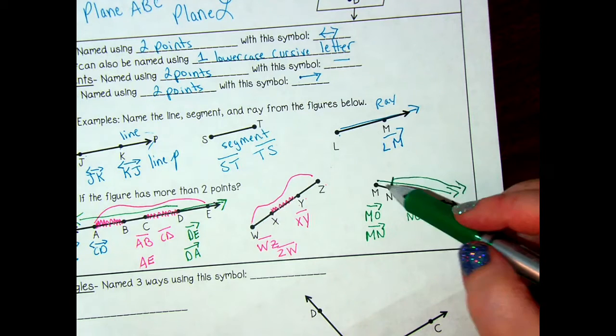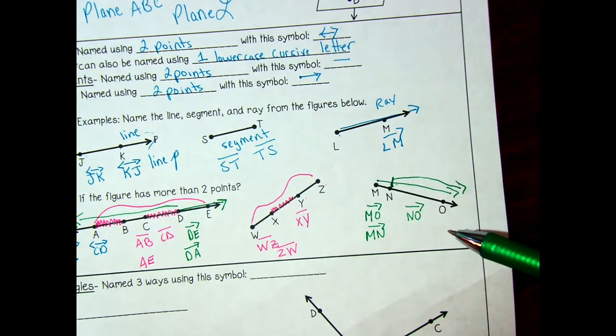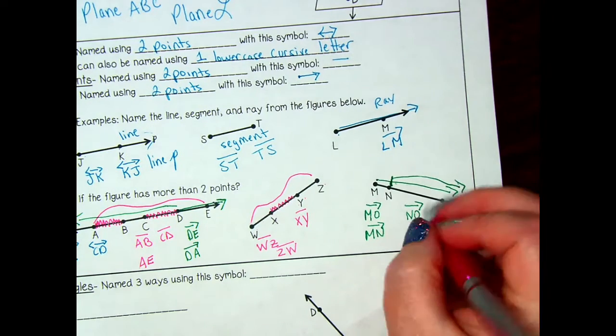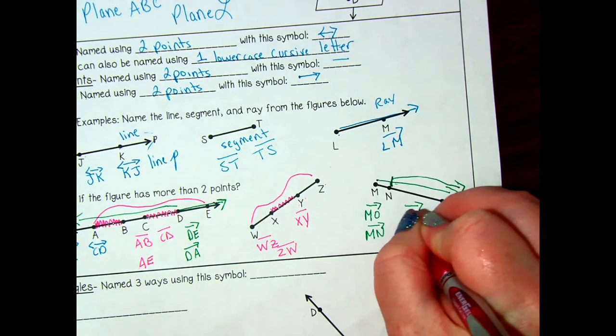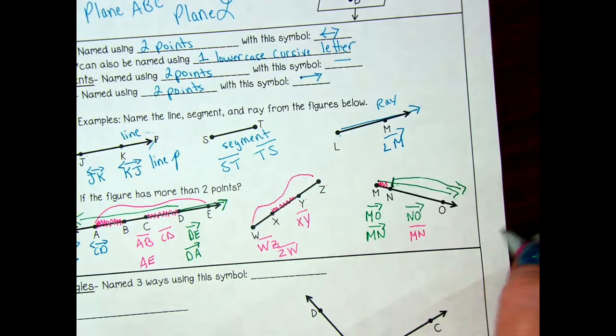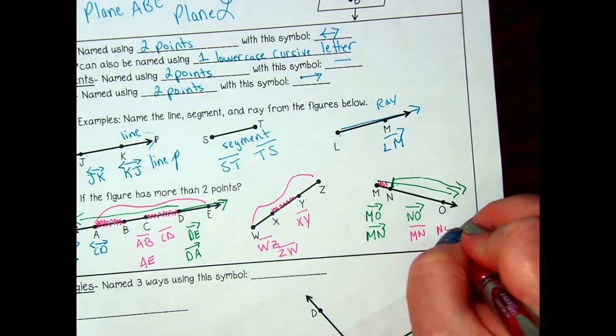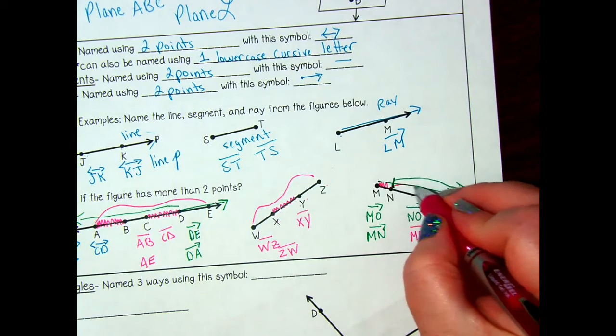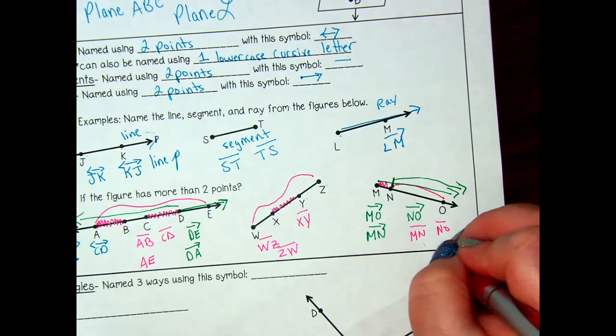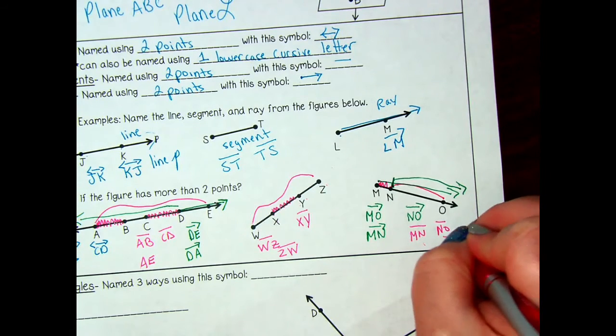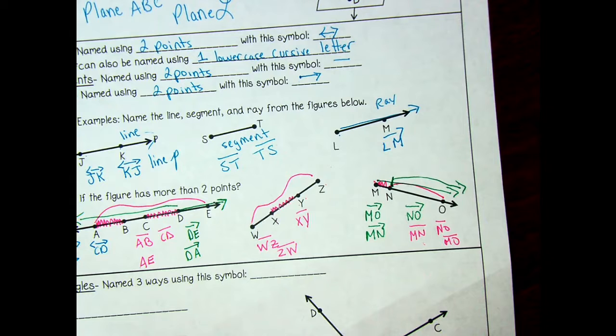There are no lines because there's no arrow going the other way, but there are segments. I can have segment MN, which is only here. I can have segment NO, which is only from here to here. Or I can have segment MO, which goes from here to here. That is why it is so important that you make an effort to use the correct symbols and avoid mistakes.